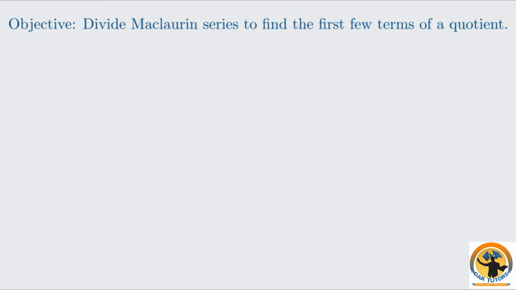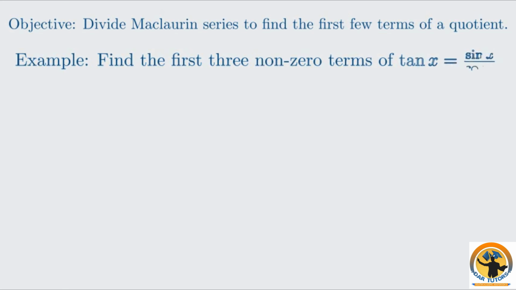We assume the quotient is a new Maclaurin series with unknown coefficients. Let's find the first three non-zero terms of the Maclaurin series for tangent x, which is sine x divided by cosine x. First, we write out the first few terms of the series for sine x and cosine x. We'll use terms up to x to the fifth for both.